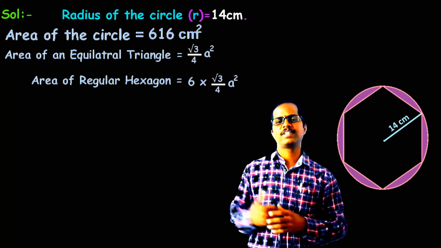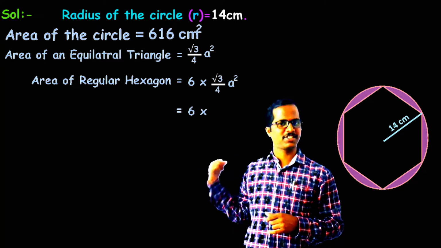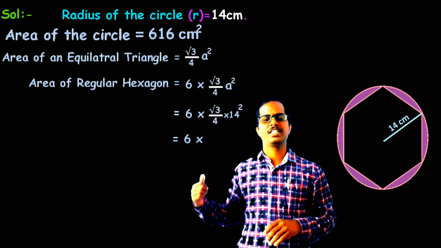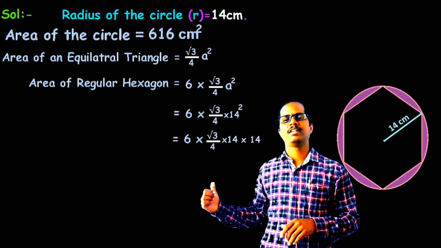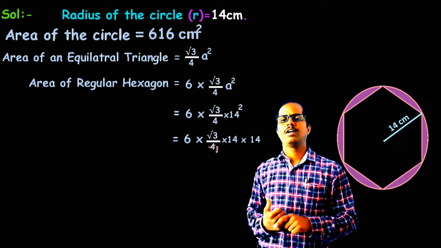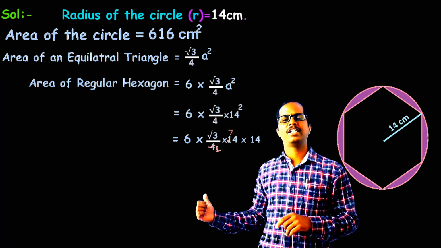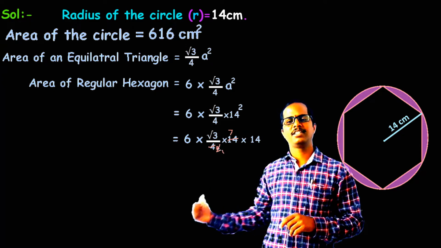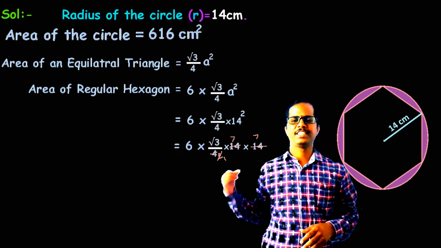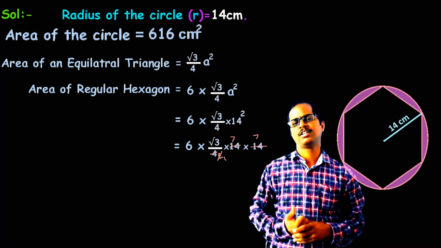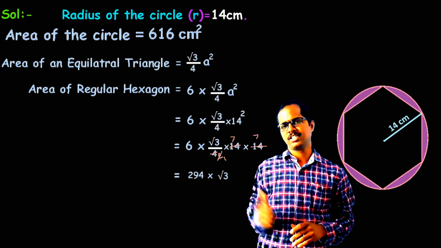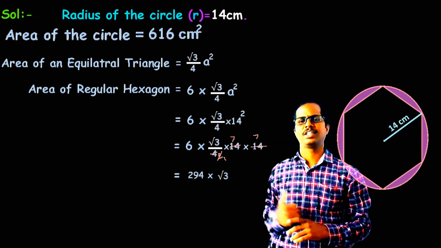By substituting the values we get 6 into root 3 by 4 into 14 square. And expanding 14 square we get 6 into root 3 by 4 into 14 into 14. Now let us cancel 4 and 14 in 2 table. 2 2s are 4 and 2 7s are 14. And again we have 2 in the denominator. And let us cancel this 2 and 14. 2 1s are 2 and 2 7s are 14. So we have 6 into root 3 into 7 into 7. So by multiplying them, 7 into 7 is 49, 49 into 6 is 294, into root 3.